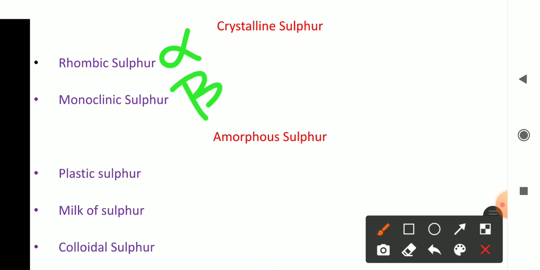Then under the heading amorphous sulfur, we have three different types of sulfur forms. Those are plastic sulfur, which can be represented as gamma sulfur, then milk of sulfur and colloidal sulfur. So these are the various allotropic forms of sulfur. Simply we can say rhombic sulfur, monoclinic sulfur, plastic sulfur, milk of sulfur and colloidal sulfur. Now let us see in a detailed way about each allotropic form of sulfur.